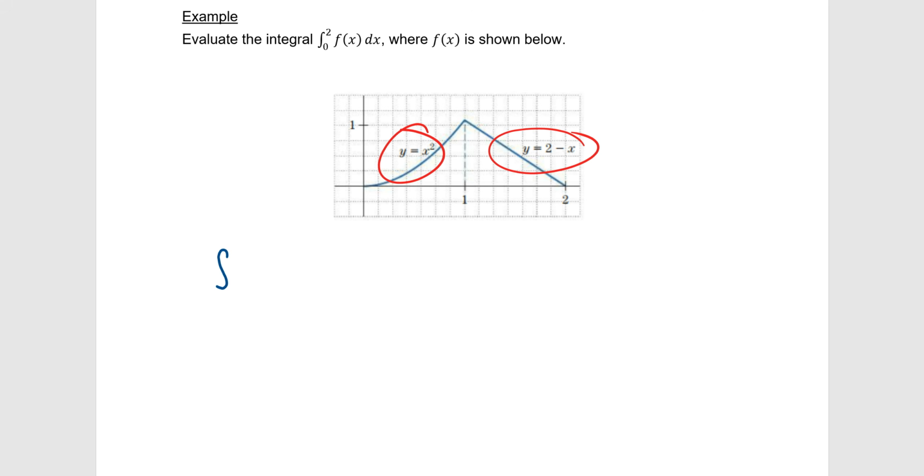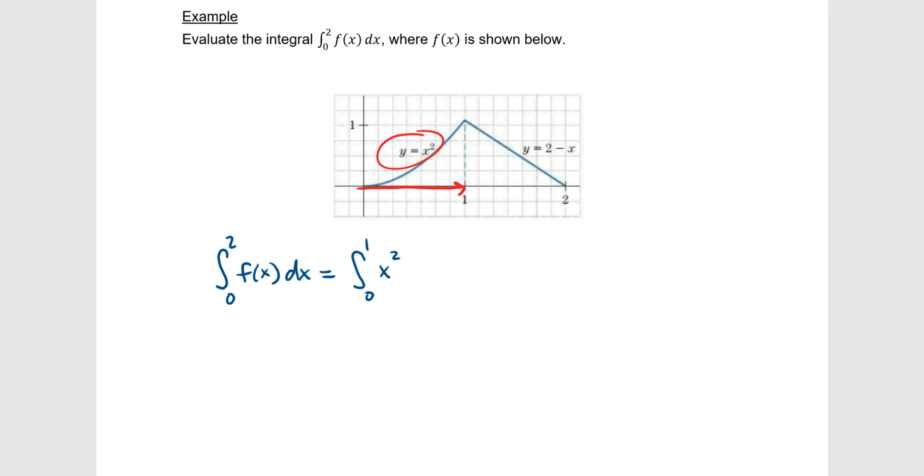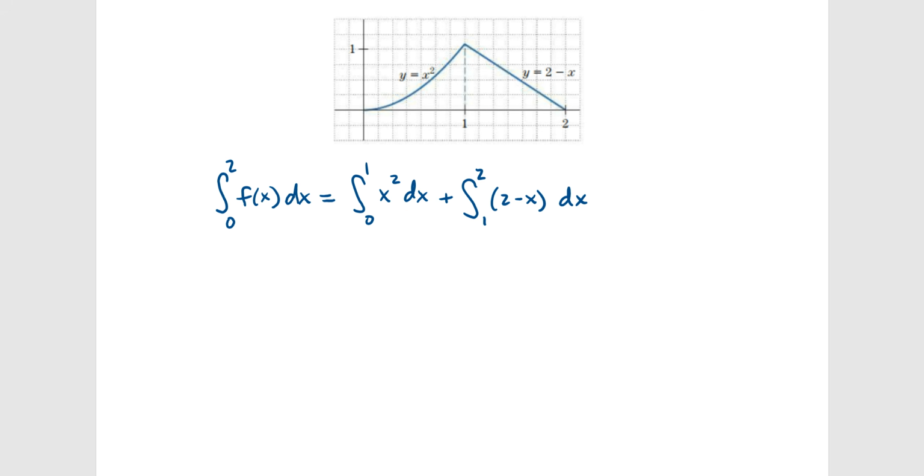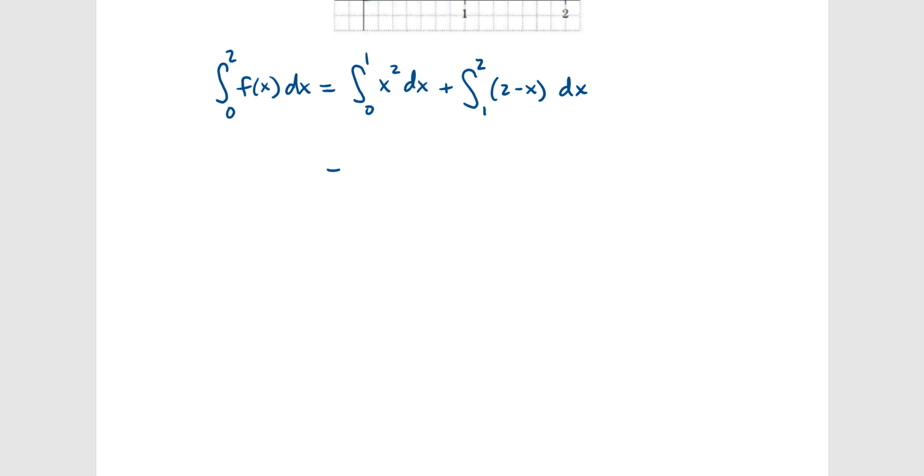So the integral from 0 to 2 of f of x dx. The first function, x squared, goes from 0 to 1. So that's going to equal the integral from 0 to 1 of x squared, plus the integral, the next interval is from 1 to 2, and the function is 2 minus x. So that's 1 to 2 for the function 2 minus x. Once we have that, we're good to go and we can evaluate the right side of this equation.